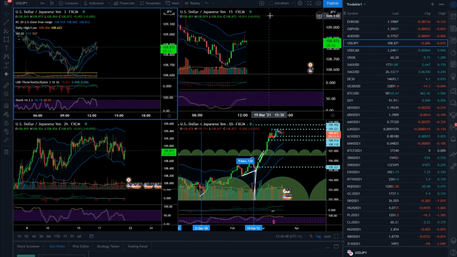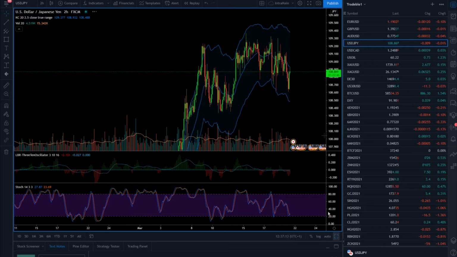Hello there, traders. For today's coverage, I decided to cover the USD Japanese yen chart, because I think there is a good intraday opportunity here for today. I also saw that volume on the futures market on the Japanese yen is quite decent, so I think there is some good activity going on. So let me go through what I saw here.